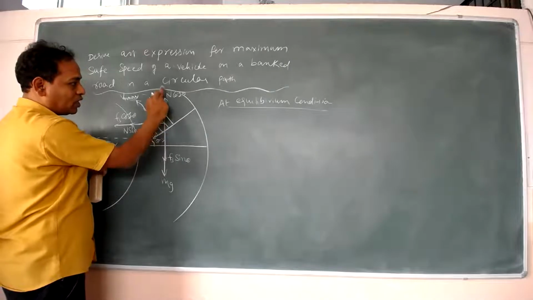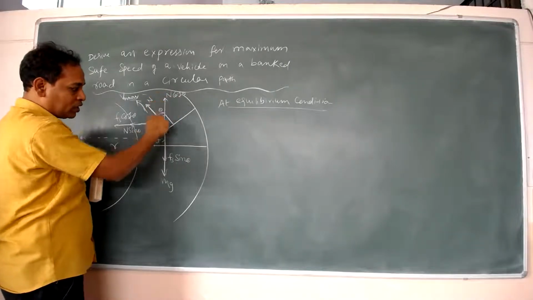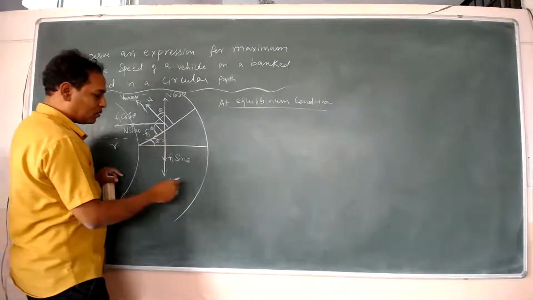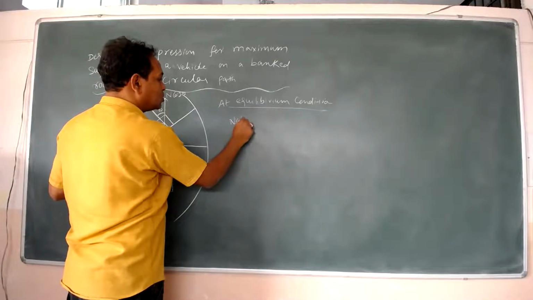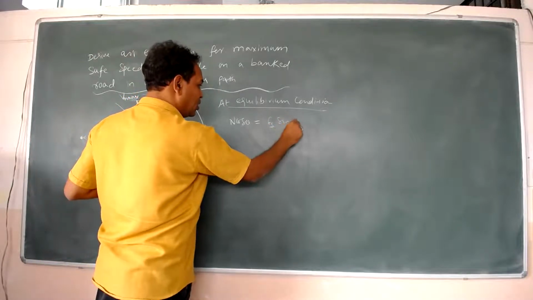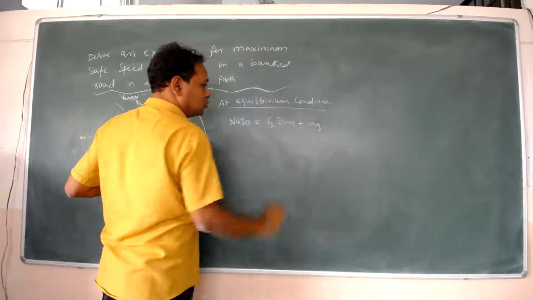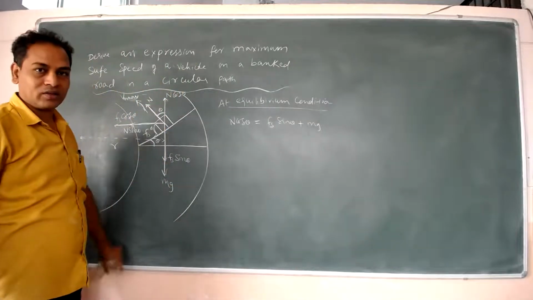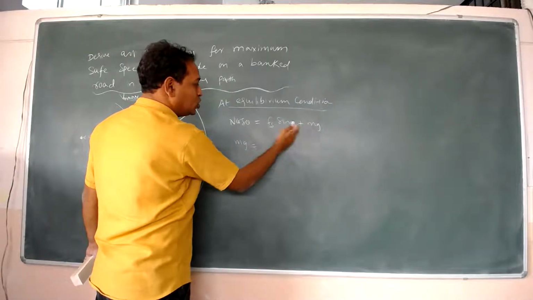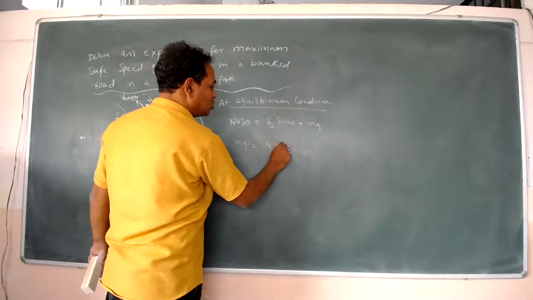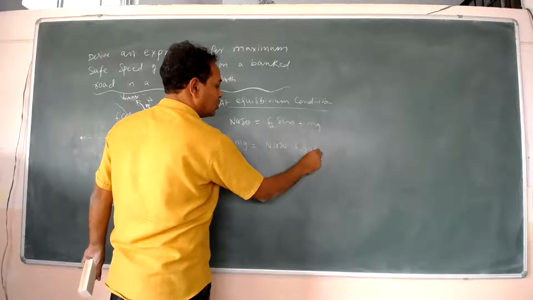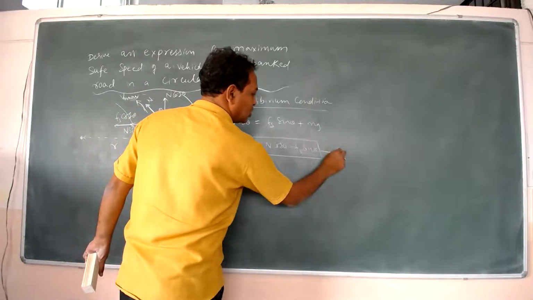In the upward direction, the normal reaction is there, that is N cos theta. In the downward direction, the sum of these two is there, so these two get balanced. So I can say N cos theta is equal to Fs sin theta plus mg. This is how these two have been balanced. From this I can say mg is equal to N cos theta minus Fs sin theta. Say this is equation 1.